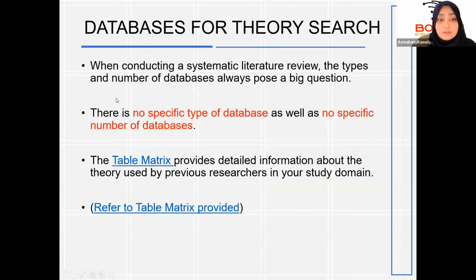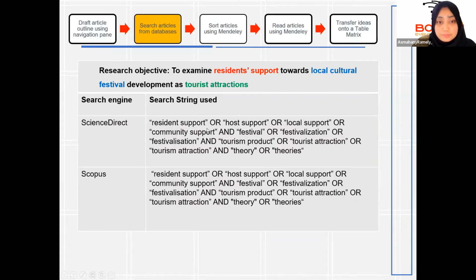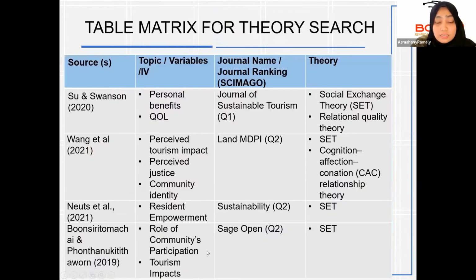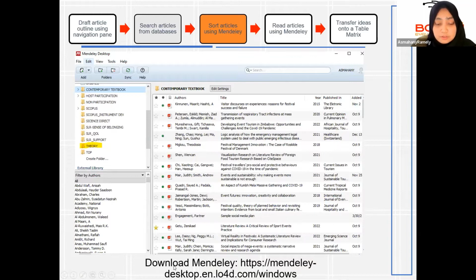Okay, we come back to this later on. This is another search string. Then you download the articles that you choose in that particular Google Scholar database, and open a folder in Mendeley, let's say a theory folder, and put all of those articles in Mendeley so that you can do the reading there. You can download Mendeley from this particular link.